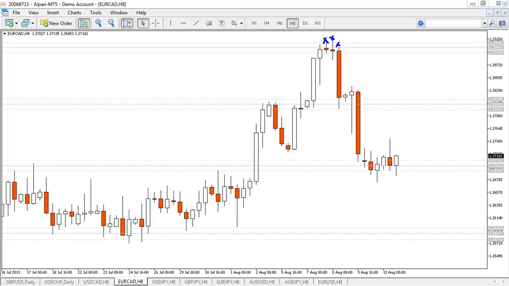Adian is asking, do reversals work in ranging markets? Reversals are pretty much the most consistent way I've found to trade over the past, I don't know, 8 years or so.